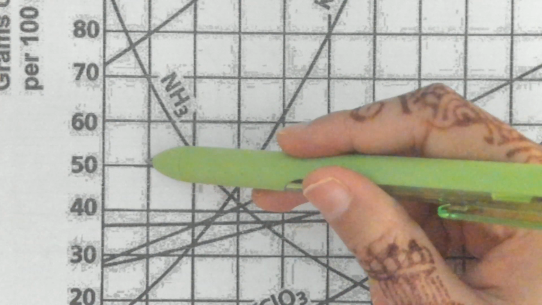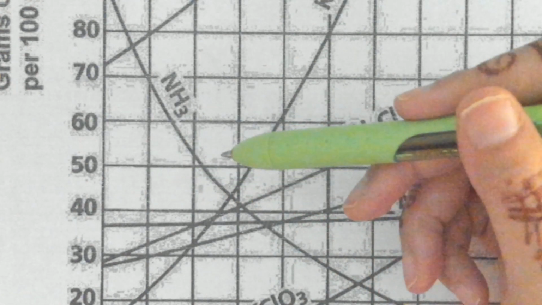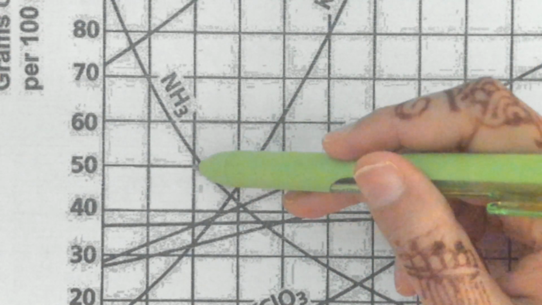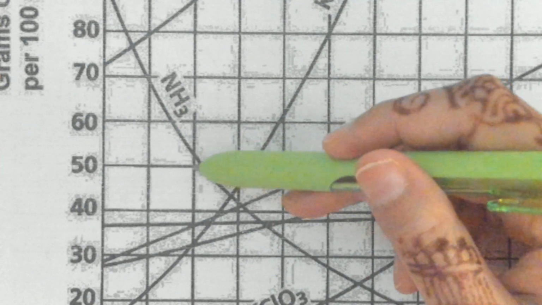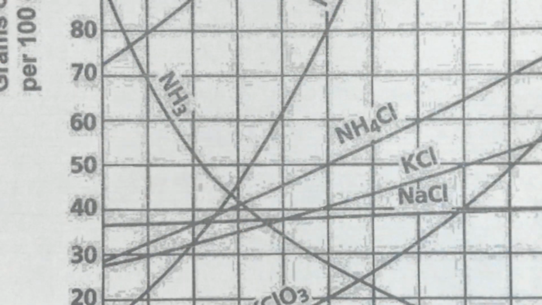Unsaturated. Okay, good. So notice if I did 20 degrees, it would be roughly here. I mean, it is still unsaturated, but maybe it would be saturated, so you got to be careful there.